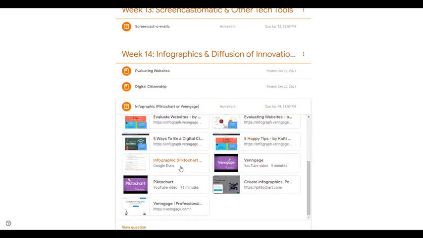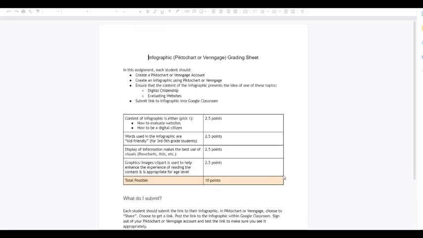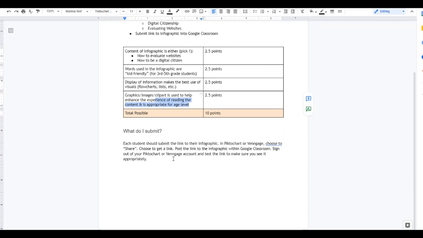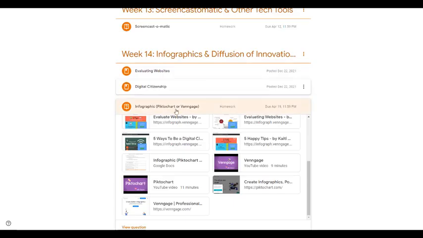And so here is the document that will include how you're going to be graded. You should have an infographic that is either about evaluating websites or being a digital citizen. It should be kid-friendly, written in terms and using graphics that a 3rd through 5th grade student would understand. It has proper use of visuals as well as clip art, images, that kind of thing. Remember, the focus is more on the images and the display and not so much the text itself. And then you will get the link to your Piktochart or Venngage and submit it into Google Classroom.